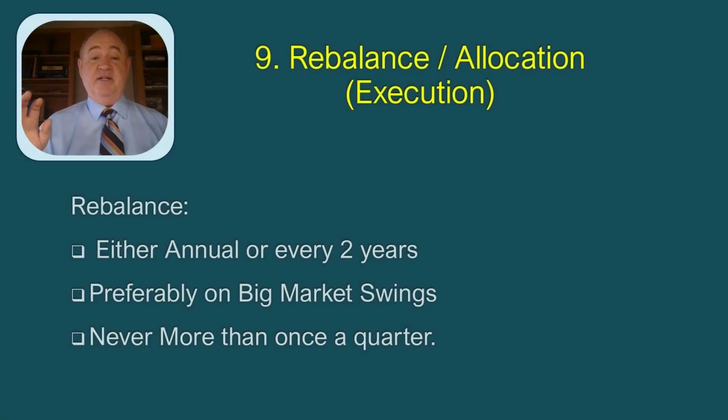And then rebalance, reallocation. We want to rebalance typically at least every 2 years on a buy and hold portfolio. Rebalance every 2 years or on big market swings, preferably on big market swings. So when the market goes way up, we want to sell a little stock, buy a little bonds. When the market goes way down, we want to sell a little bonds, buy a little stock. And also, you don't want to rebalance too often. Once a quarter is the maximum. If you haven't rebalanced in 2 years, go rebalance.